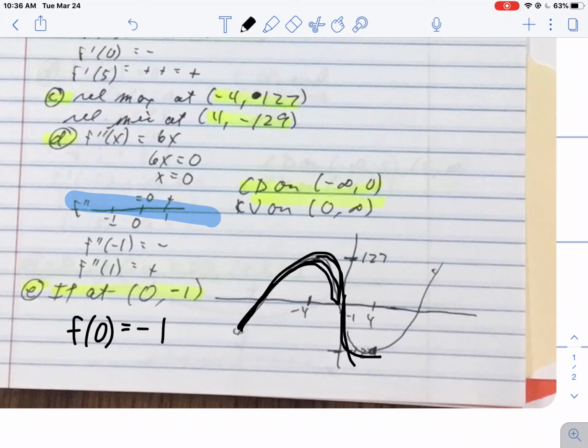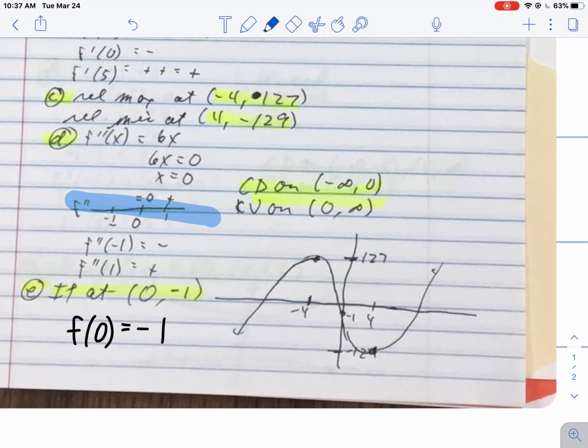And then when we hit 4, our function is increasing. Right? So it's just moving from left to right. That's why we had to go ahead and identify the points on the graph at -4, 127, 0, -1, and 4, -129. And then you just move from left to right along that graph, changing whichever characteristic we need to change when we hit each of those important points.